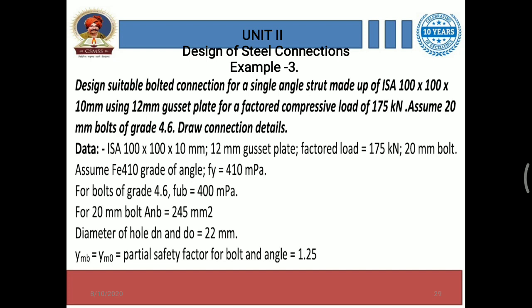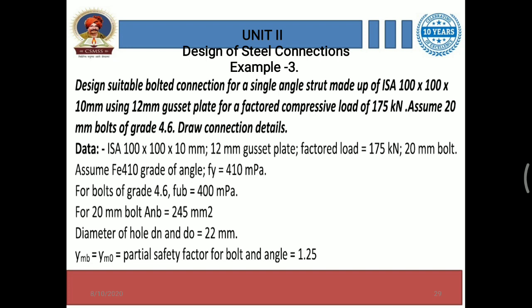Let's see the given data first. ISA 100 x 100 x 10 mm is given, a 12 mm gusset plate is given, that is, the thickness of the gusset plate is given, and then the factored load which is carried by that gusset plate is given. A 20 mm diameter bolt is provided to us.